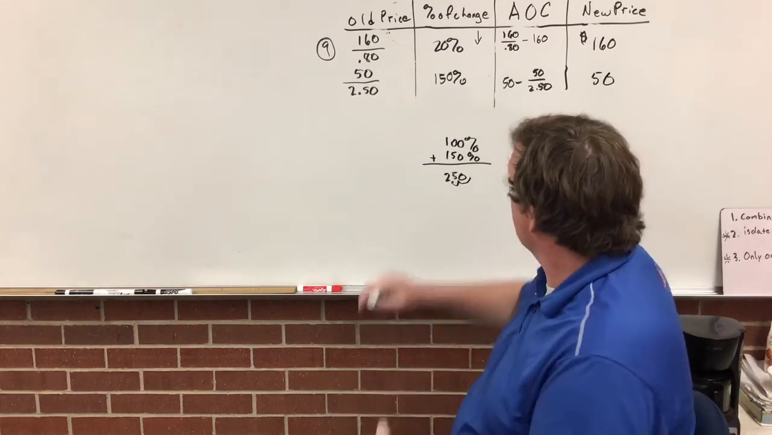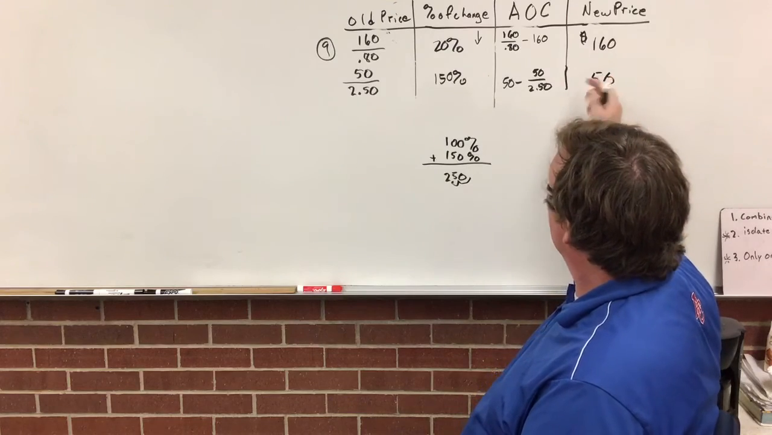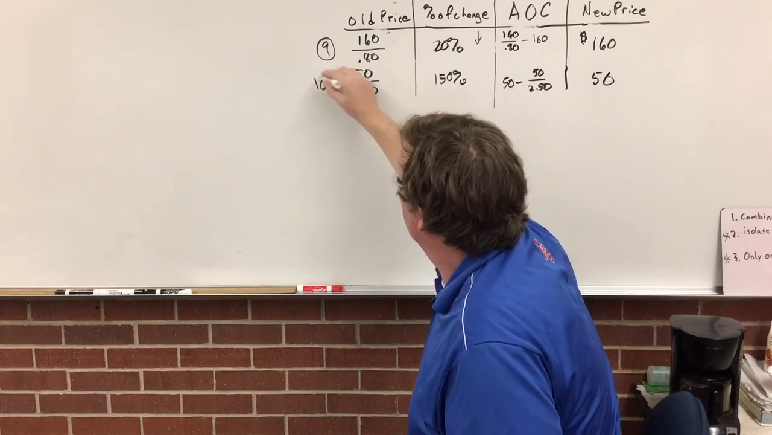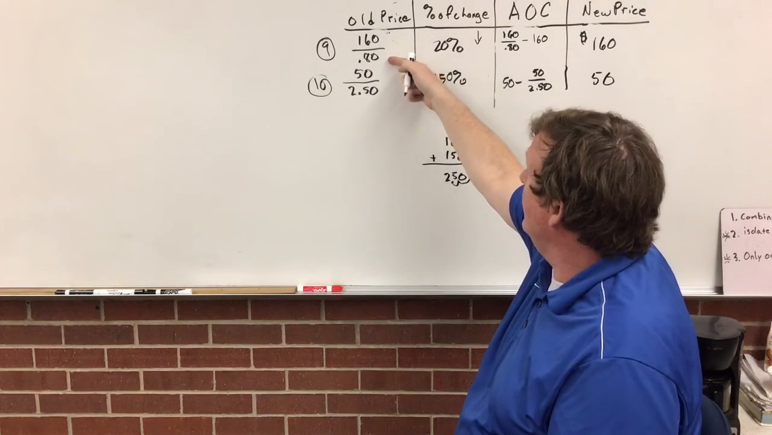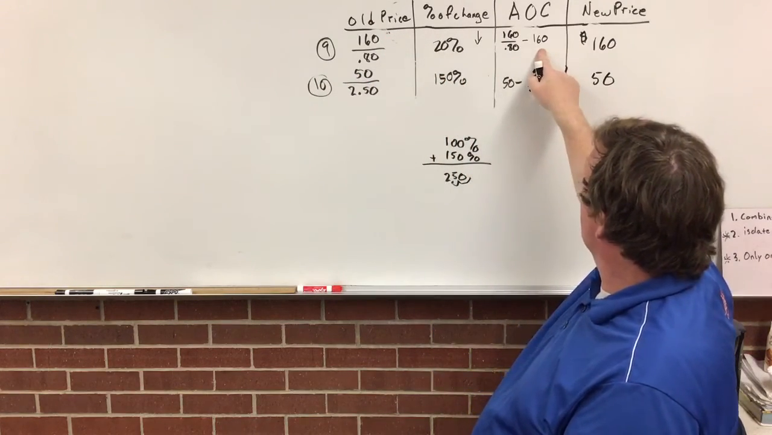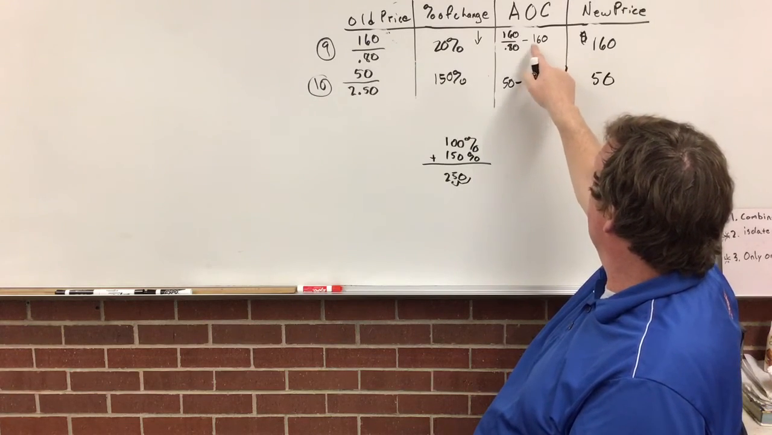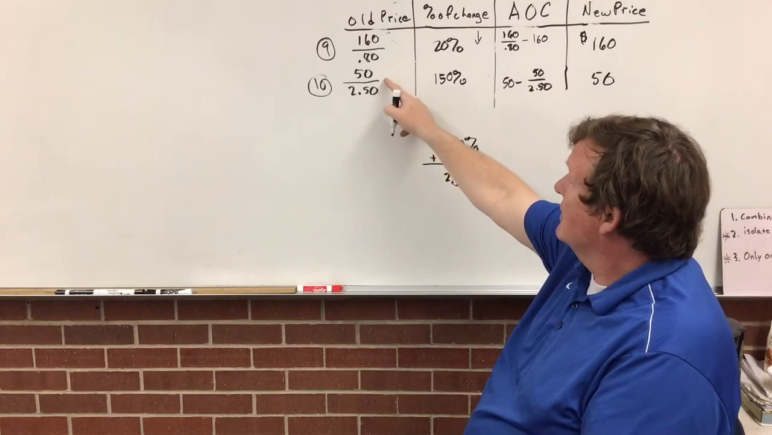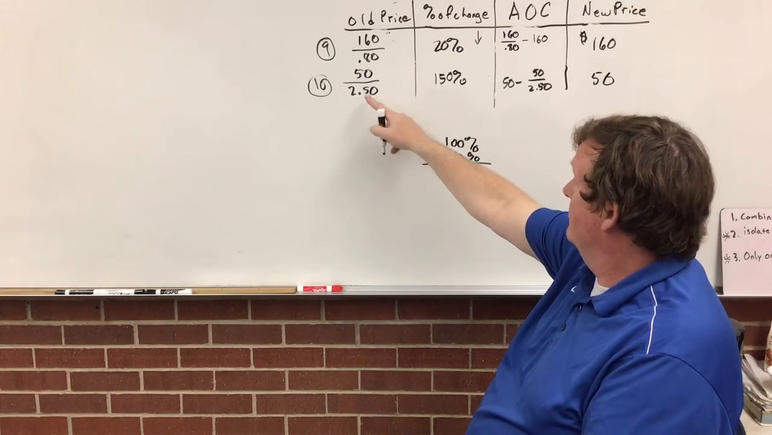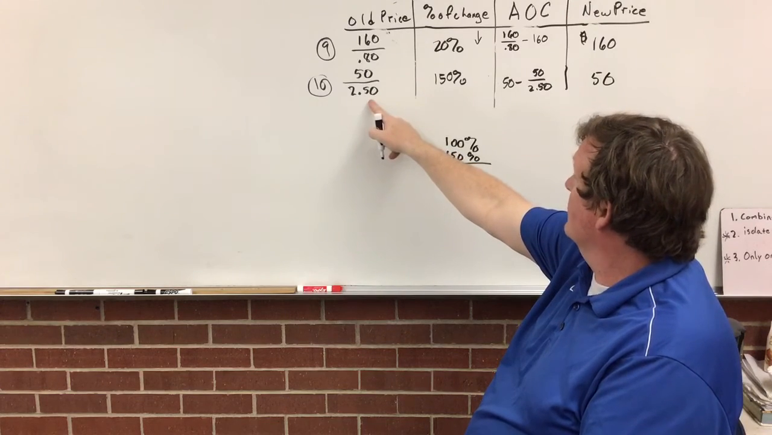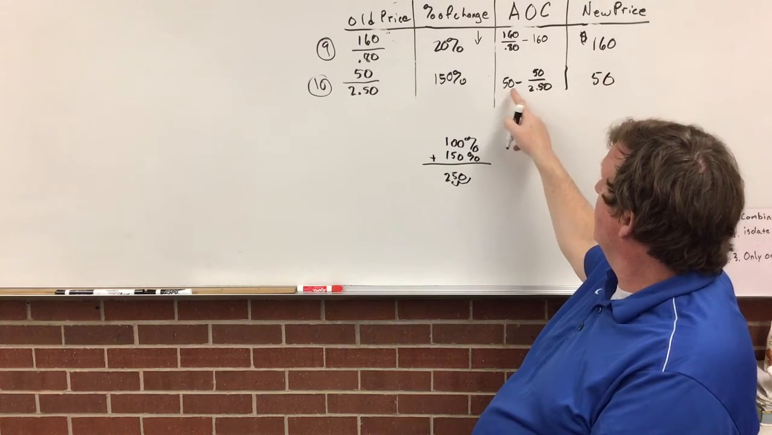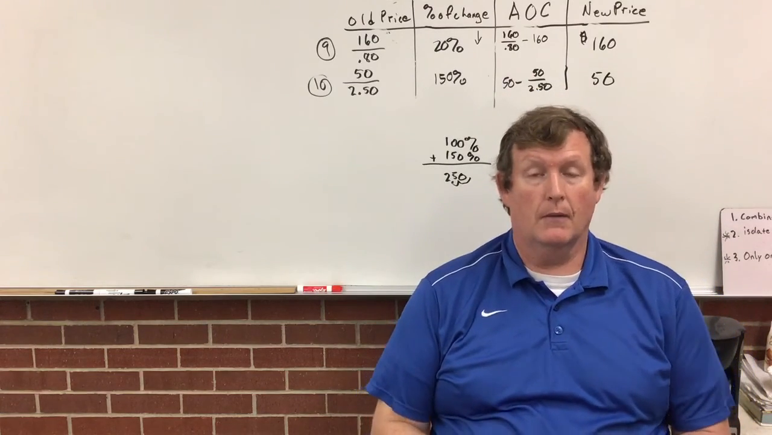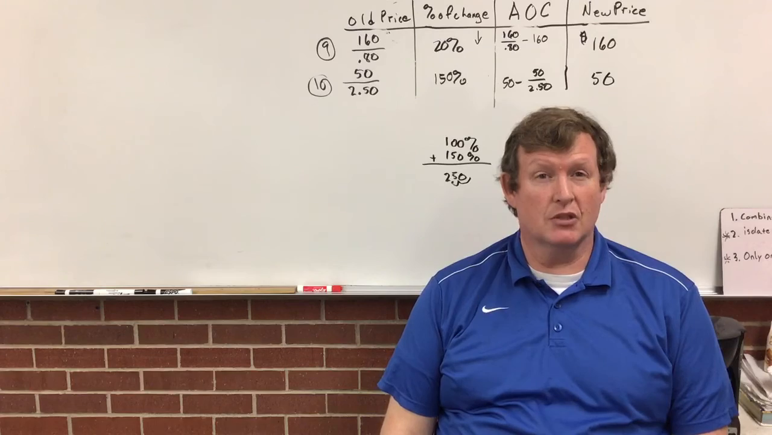All right? So that's how we set up each one of those problems. To find the old price on number 9, you divide 160 by 0.8, and then that answer, you subtract from 160 to get the amount of change. On number 10, it's 50 divided by 2.50. That will give you the old price answer there. And then you take 50 minus that to give you the amount of change. All right? Those are the step-by-step procedures.